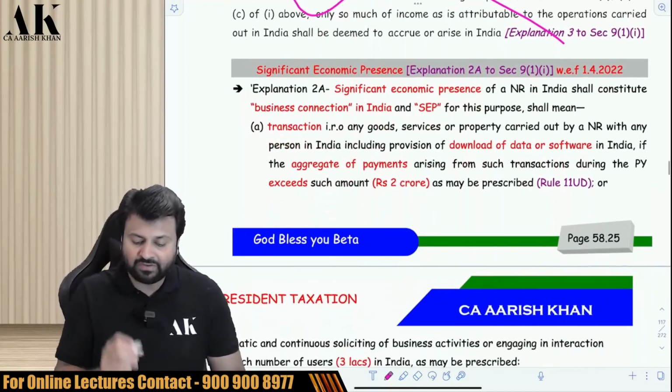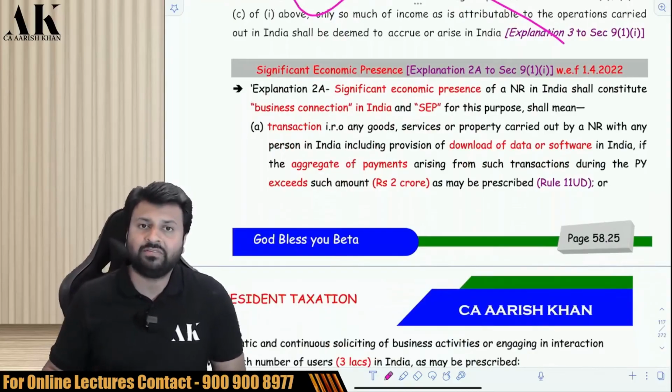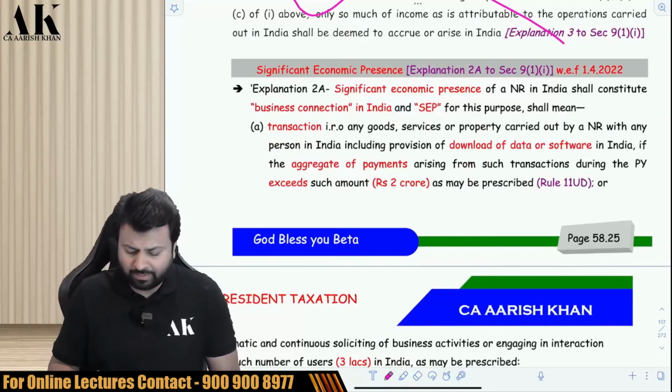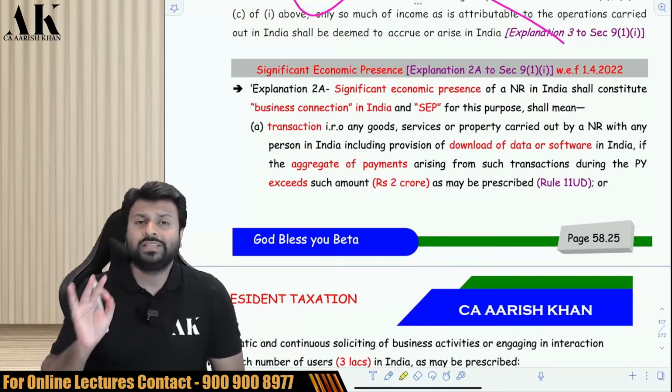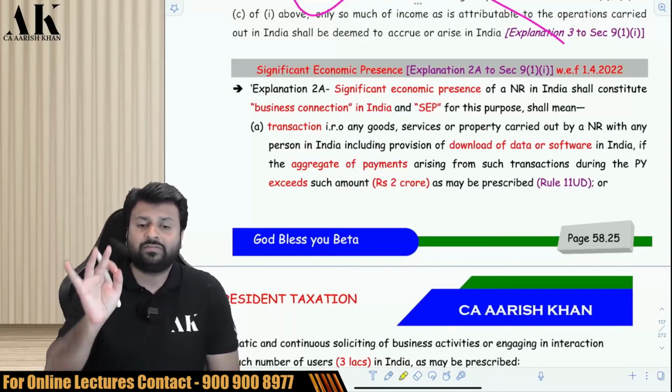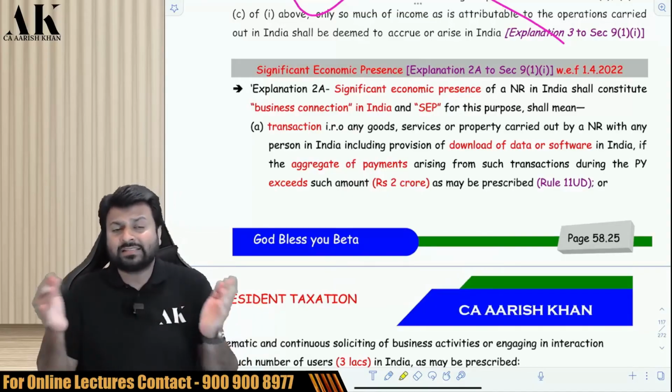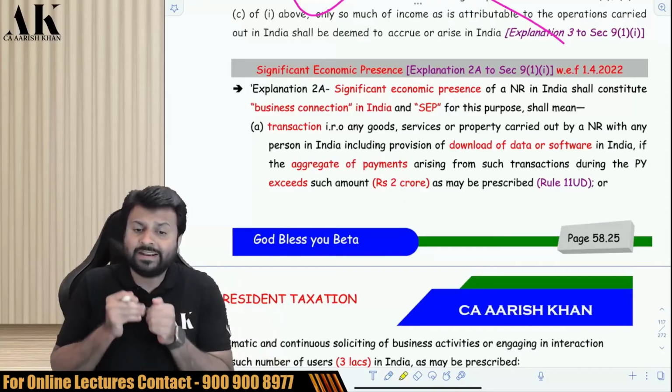Next. The significant economic presence concept was brought in by Finance Act 2020, then extended. Now it is applicable from 1/4/2022. This concept is applicable to companies like Facebook, that is, companies that do not have any business connection in India but have a significant presence in India.